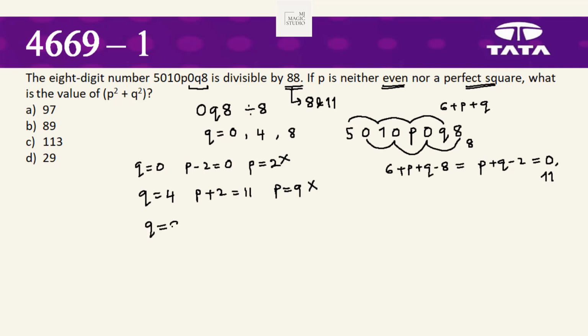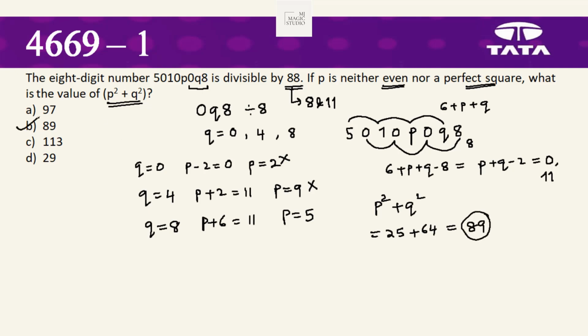That means Q is equal to 8. P plus 8 minus 2 is actually P plus 6. So P plus 6 is equal to 11. We can say P equals 5, which is possible because 5 is neither even nor a perfect square. Now, what is the value of P square plus Q square? P square plus Q square is 25 plus 64, that is 89. And we have that 89 in option number B.